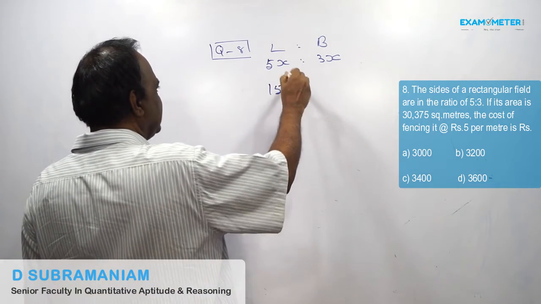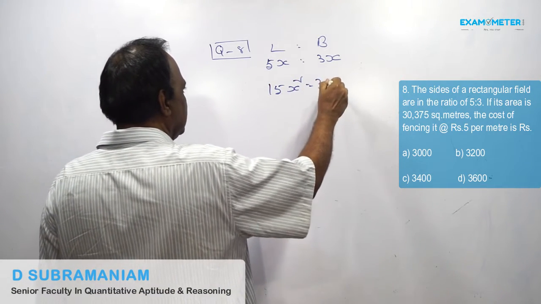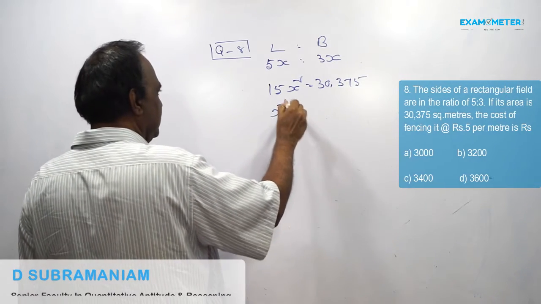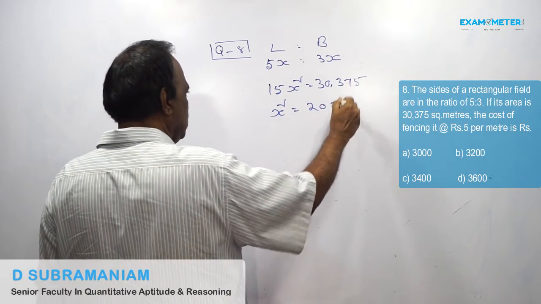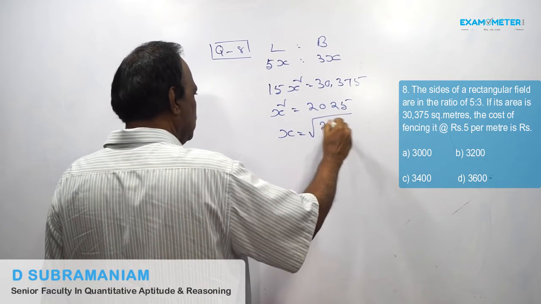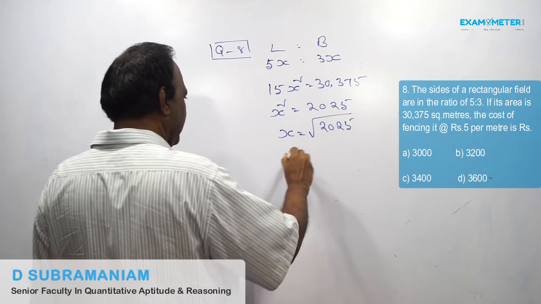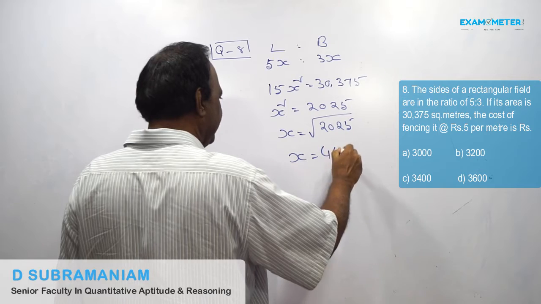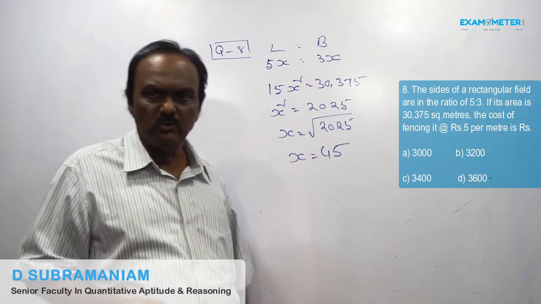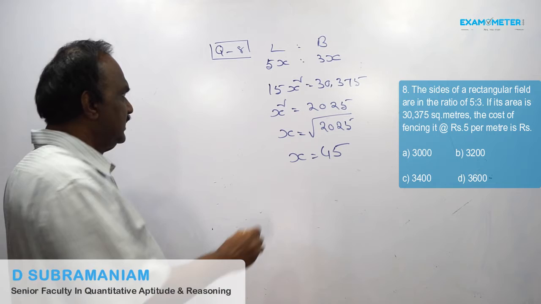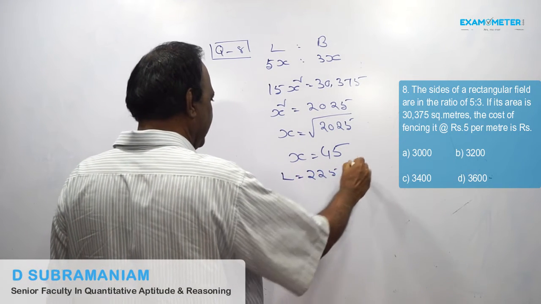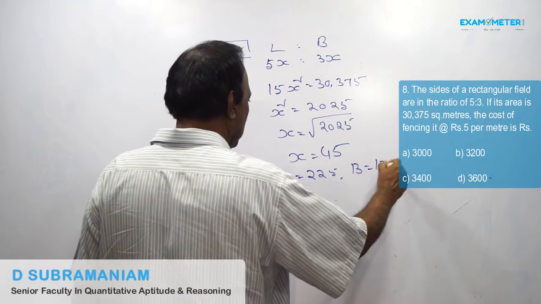So 15x square is equal to 30,375. X square is equal to 2025. X is equal to root of 2025. Therefore x value comes to 45. Therefore length is equal to 225. Breadth is equal to 135.